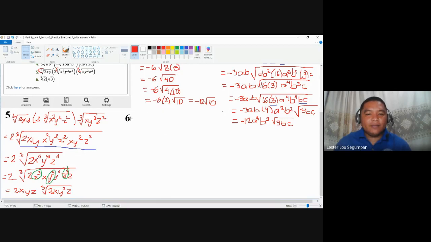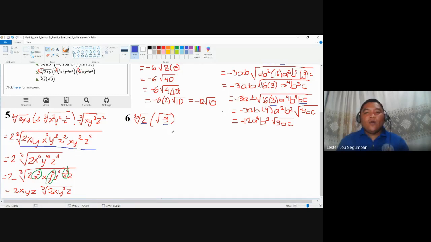Let's have our last item, number 6. In number 6, you might notice that the given factors have different indices. You have the cube root of 2 and the square root of 3. By looking at the radicands, 2 and 3, we can multiply them as if we have the same index, but we have cube root and square root at the same time. So we cannot combine them directly, but we can manipulate them in such a way that they have the same indices.